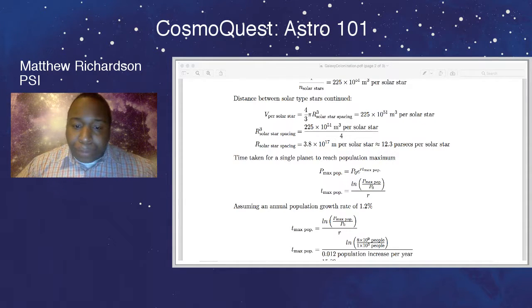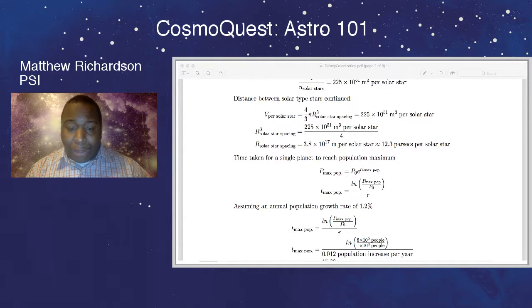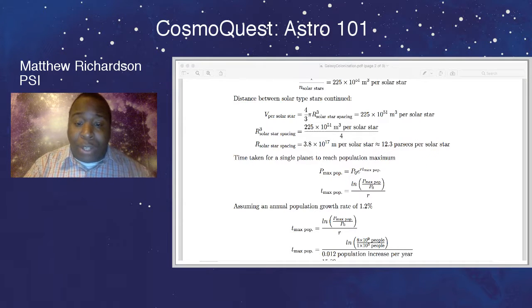All right, so the equation that we use is that the maximum population that we can achieve is equal to some initial population that we start off with, times the exponential function raised to the rate at which the population is growing times the amount of time it would take to reach the maximum population. We simply want to calculate the amount of time it will take to reach the maximum population, so we solve for T max pop, and we get the equation that we see here in the center of the screen. Once we have this equation, we're basically just plugging and chugging in values.